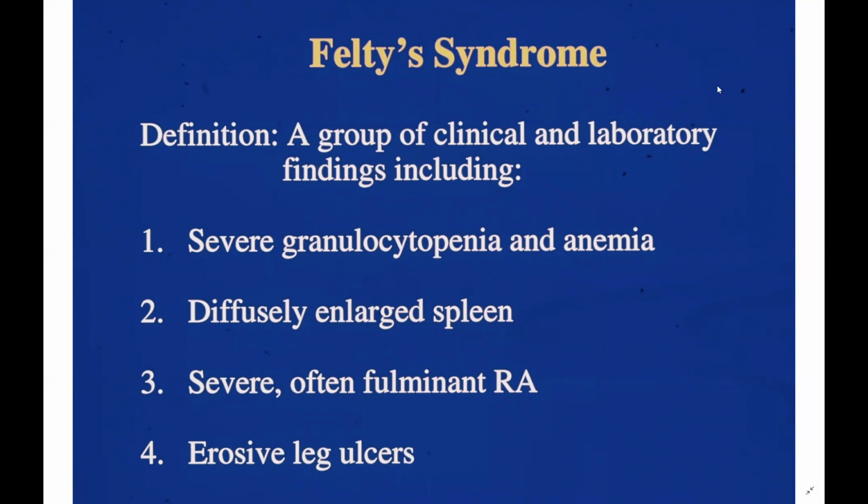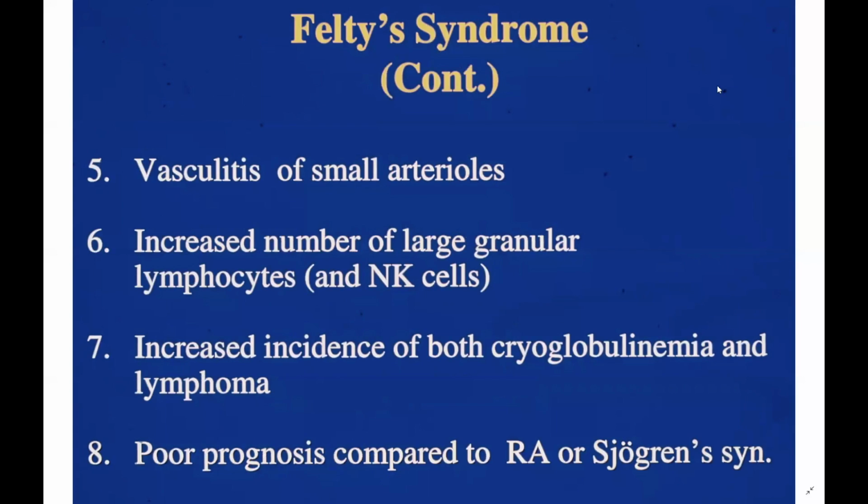Felty's syndrome, a group of clinical and laboratory findings, including severe granulocytopenia and anemia, diffusely enlarged spleen, severe, often fulminant RA, and erosive leg ulcers. It's a vasculitis of small arterioles, increased number of large granular lymphocytes and NK cells. And they are prone to develop a natural killer cell positive lymphoma, leukemia.